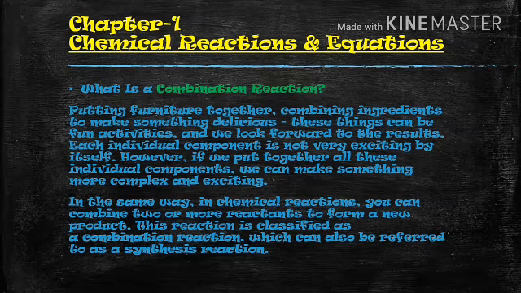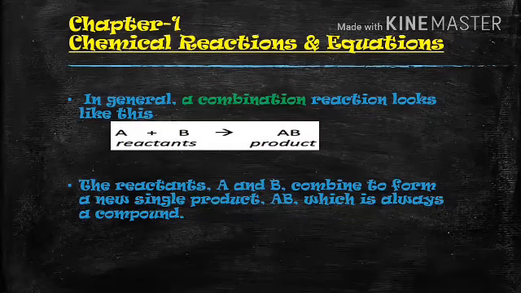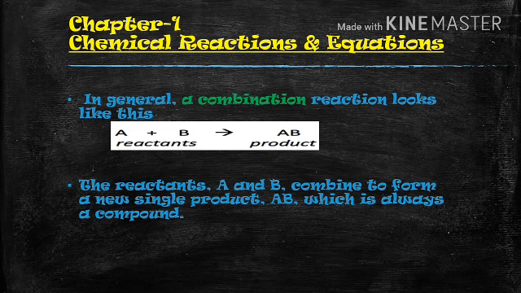In the same way, in a chemical reaction, you can combine two or more reactants to form a new product. This reaction is classified as a combination reaction, which can also be referred to as a synthesis reaction. In general, a combination reaction looks like this, in the image which I have shown to you, where A and B separately are reactants and they give the combined product AB. The reactants A and B combine to form a single product AB, which is always a compound.